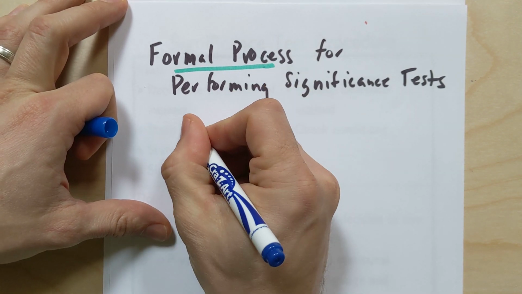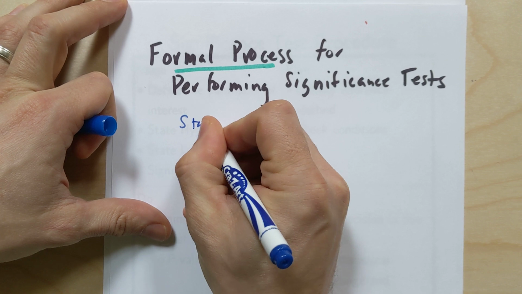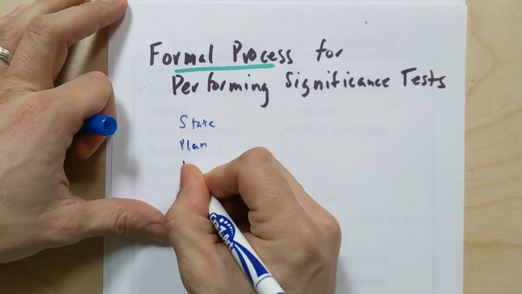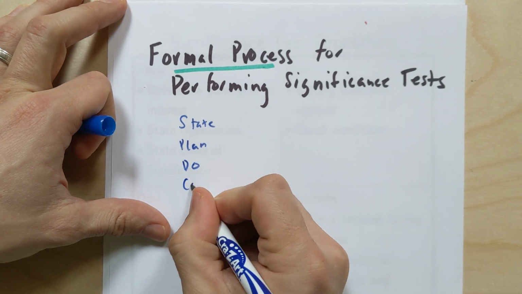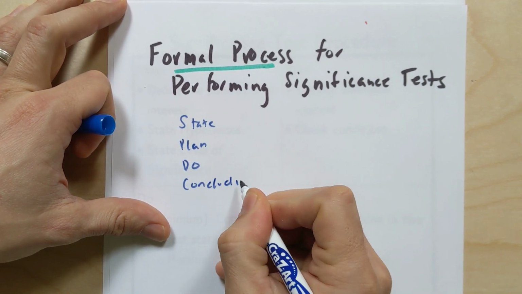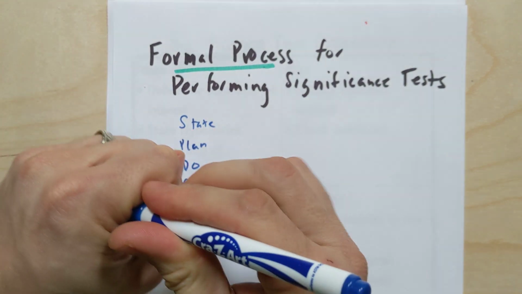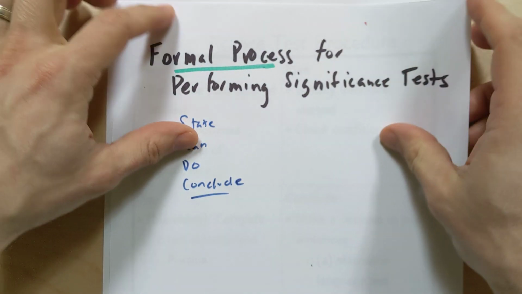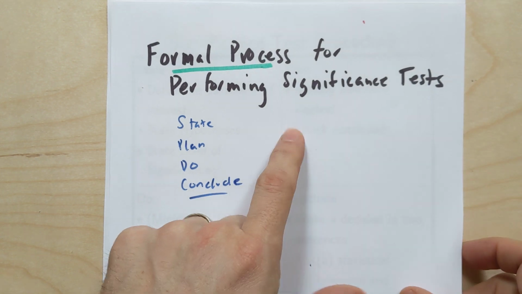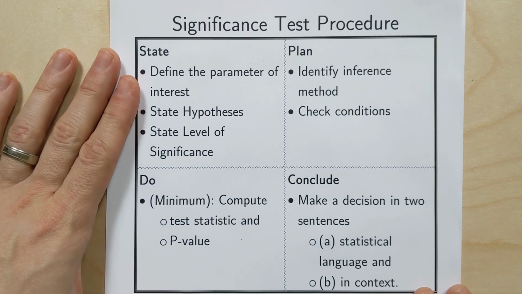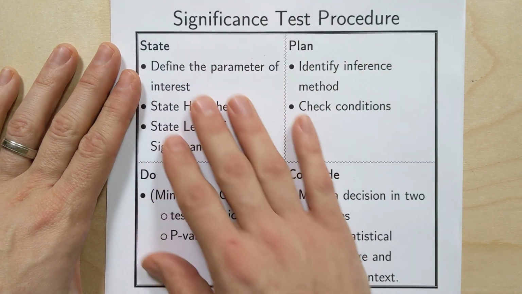I assume. But we talked about the 4-step process where we start by stating and then planning and then doing and then finally concluding, right? We had this 4-step process that we use to justify our methods for making confidence intervals. We'll have the same kind of process for a significance test. I'm just going to reveal the whole thing all at once here. Boom. When we're carrying out a significance test, we're going to have this same 4-step process.